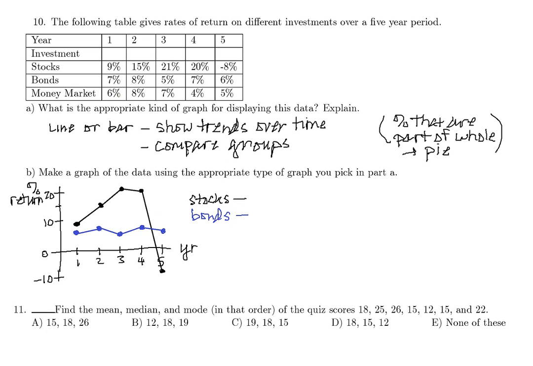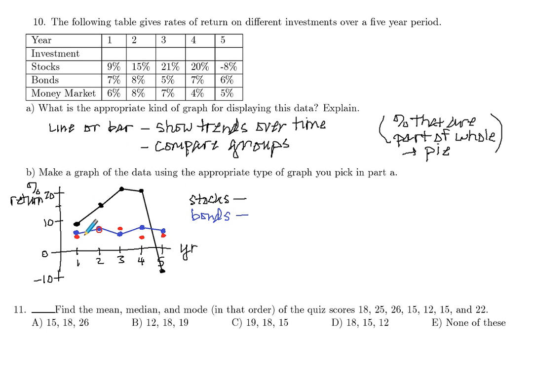And then why don't we do money market in red? So that was 6%, which is just a little bit lower than the bonds, so about right here. And then 8%, so it agreed with bonds in the second year, so that dot's going to be actually on top of that blue one. And then 7% in the third year, so it goes above the 5%, so about right here. And then 4%, so below that 7, down here. And then 5% in the last year, just a little bit below that 6, about right there.